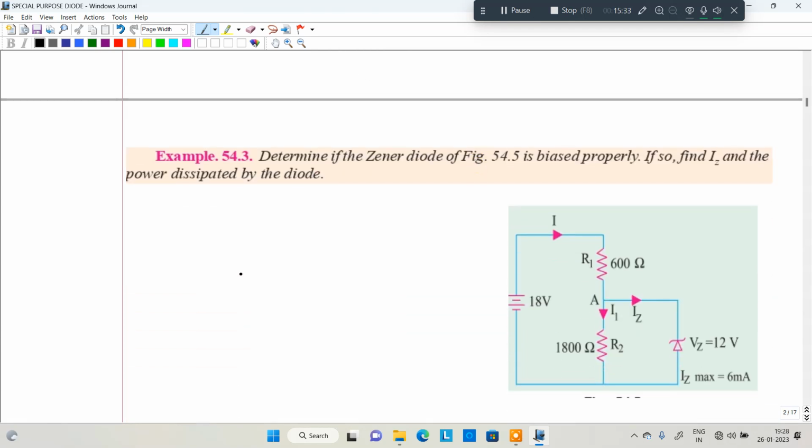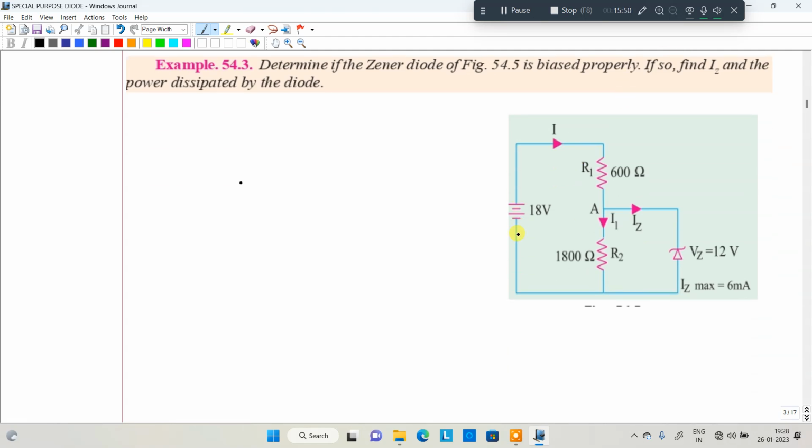In the 2018 question paper, 2017 question paper, 2014 question paper and 2016 question papers, two Zener diode questions, numerical problems, were provided. So you need to focus on numerical problems as well as some important theoretical bits in this particular case. Definitely one bit will be there in the examination. So, determine if the Zener diode shown in the figure is biased properly or not. If biased properly, find Iz and the power dissipated by the diode. That is the question here.